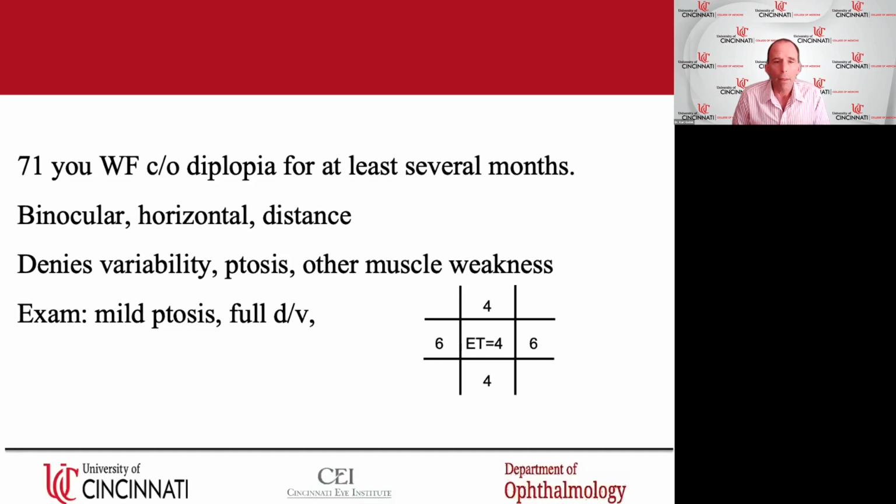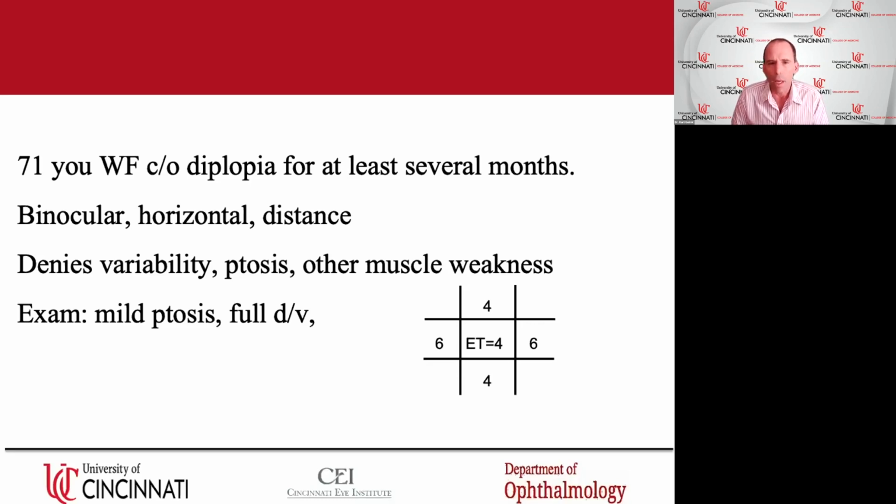It's binocular, it's horizontal. The patient doesn't really think it's variable, except for not occurring at a near target. There was no muscle weakness elsewhere, arms, legs, chewing, swallowing. And on exam, there was very mild ptosis. The patient didn't really notice it.